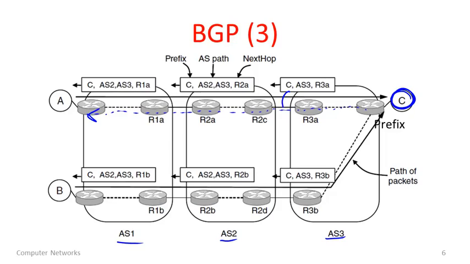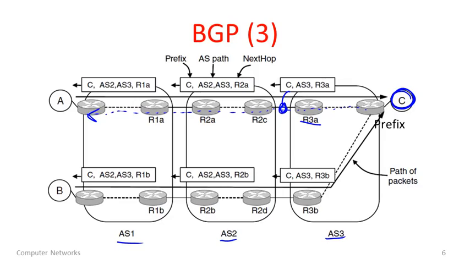Now, this announcement here, to reach prefix C, you go via AS3, and the next hop is here, R3A, is the announcement you would see if you were to look over this wire, connecting this border router in AS3, R3A, to a corresponding border router in AS2, R2C.